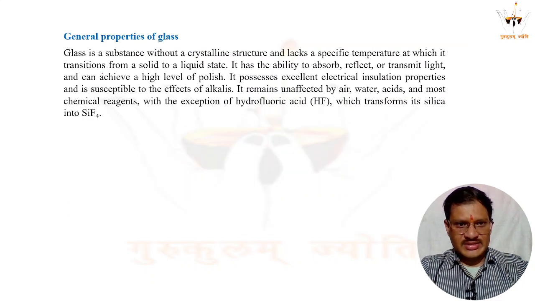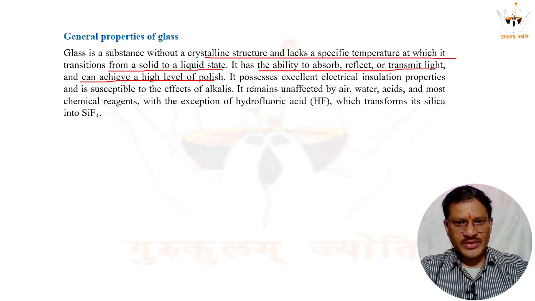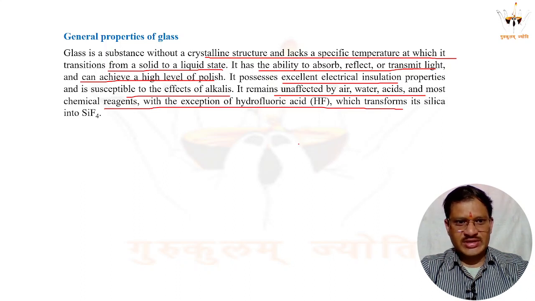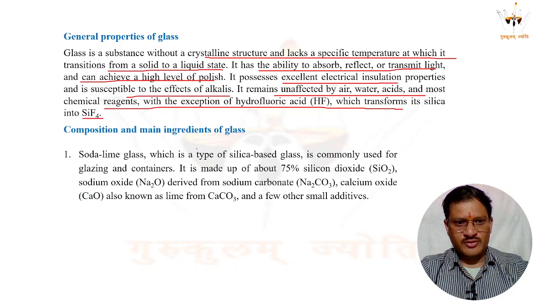What are the general properties? Glass is a substance without a crystalline structure and lacks a specific temperature at which a transition from a solid to liquid state takes place. It has the ability to absorb, reflect, or transmit light, and can achieve a high level of polish. It possesses excellent electrical insulation properties and is susceptible to the effects of alkalis. It remains unaffected by air, water, acid, and most chemical reagents, with the exception of hydrofluoric acid, which transforms its silica into silicon tetrafluoride.